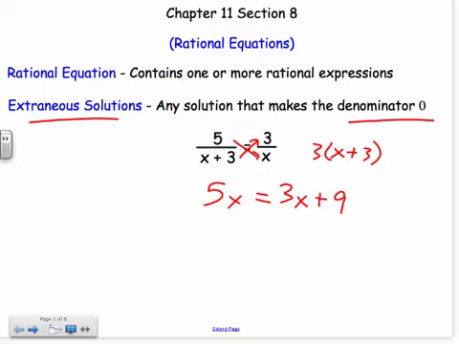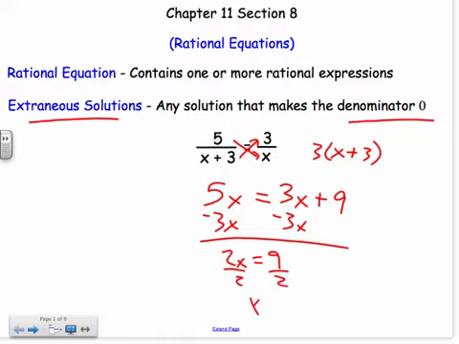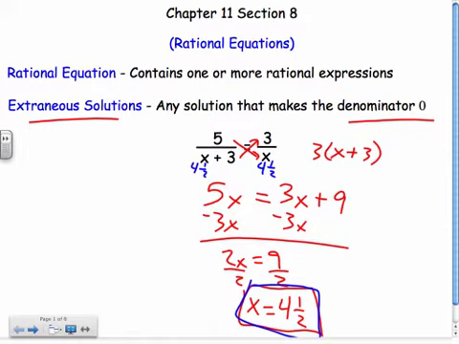And now it's just a two-step equation. Subtract the 3x over, and we have 2x equals 9, and divide by 2 to give us x equals 9 over 2, or 4.5, however you would like to write this. If I go back, I should check to see if it's extraneous, which means if I plug in 4.5 for x here, would that make my denominator 0? No, it doesn't, so it's not extraneous, which means this is my solution. That works. So we're good to go.